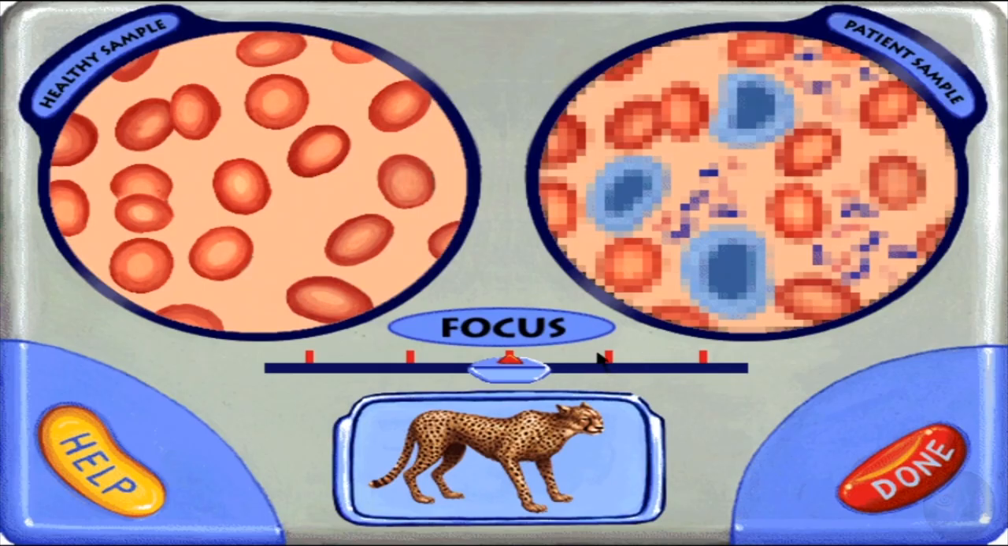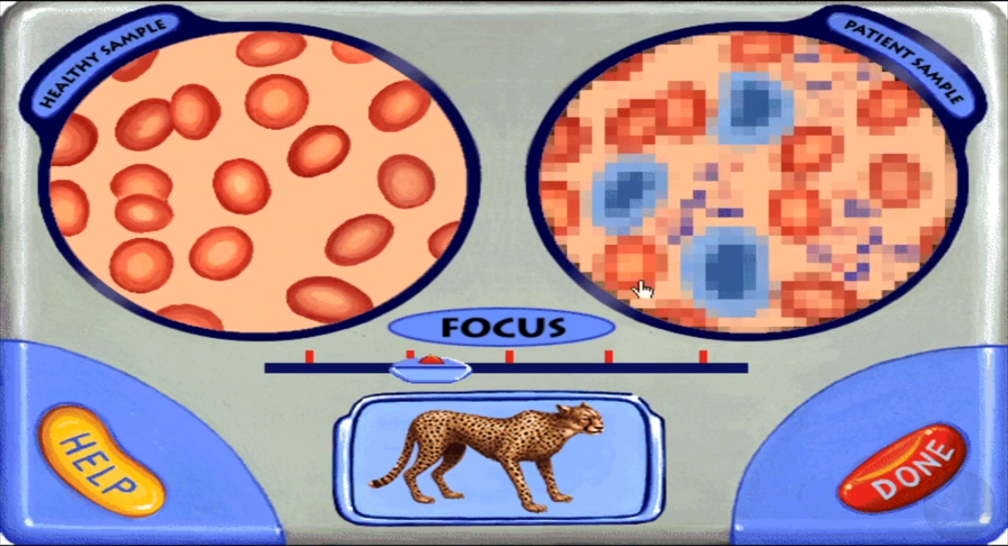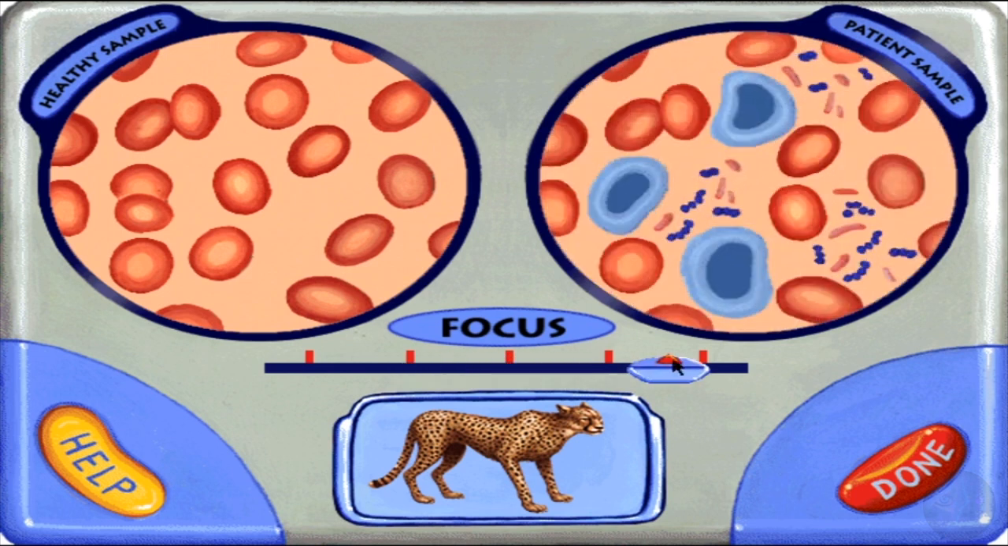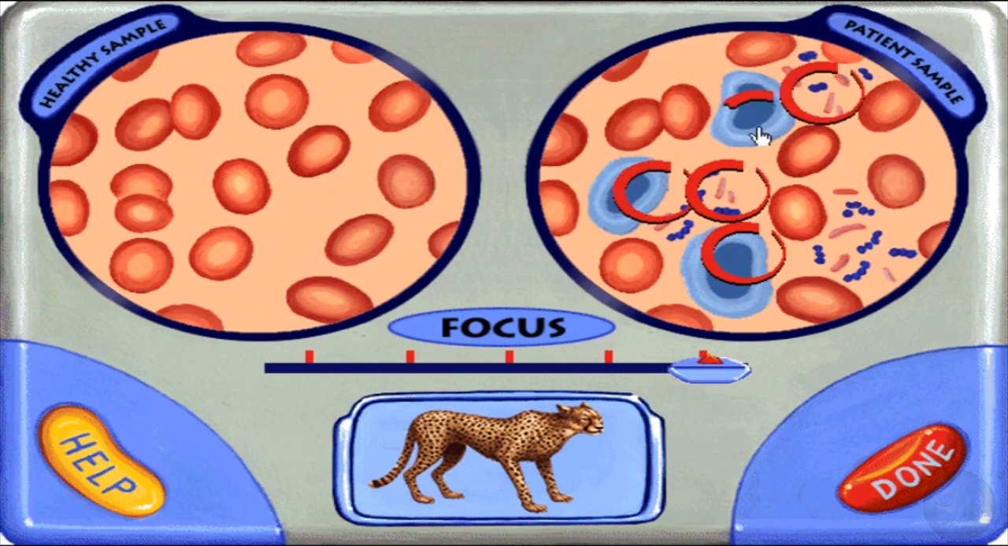Let's take a look at these cheetah blood samples. Oh, a white blood cell. Go ahead and circle the others. Oh, bacteria. Go ahead and circle the others. Good work! This sample contains bacteria and white blood cells. That means infection.